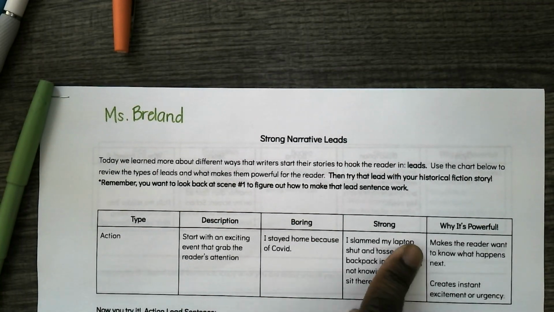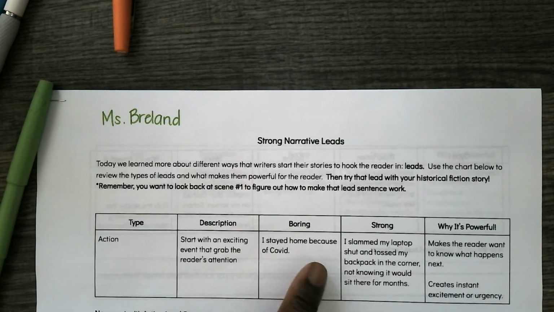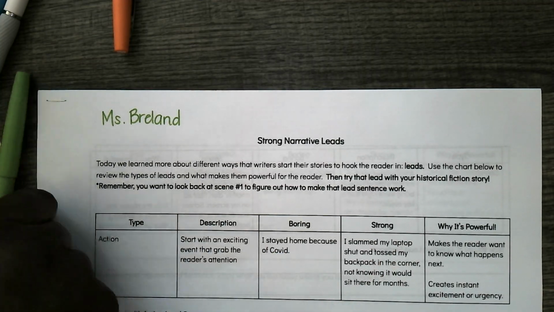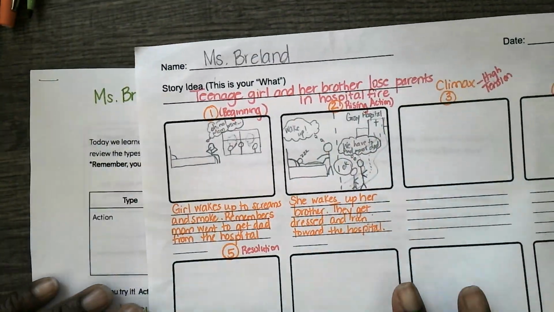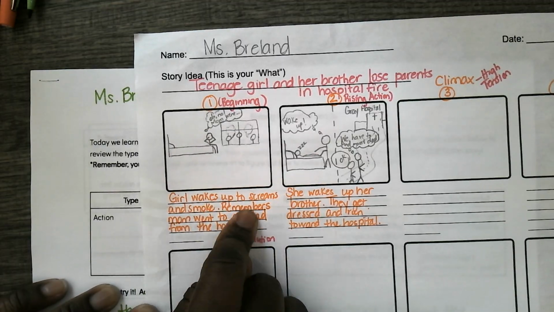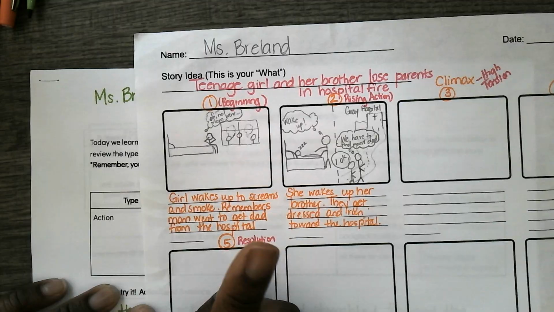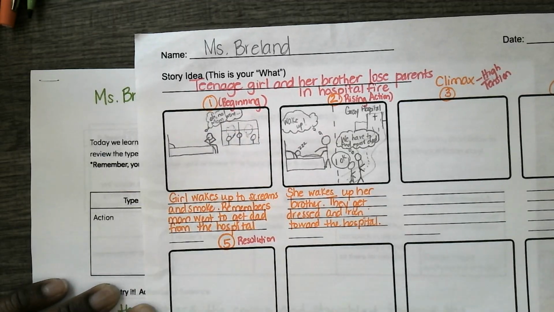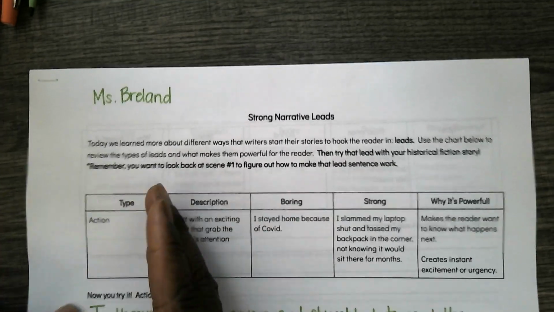Now, I won't read all of hers, but I will show you what mine is, and I didn't write a boring one. I'm going to show you how I use an action lead to help them visualize what's actually happening in that moment. So remember, the only thing I'm considering is scene one. I know she's waking up to screams and smoke. She remembers mom went to get dad from the hospital. So I'm thinking about that and what can I do to show action happening in that scene at the very beginning.